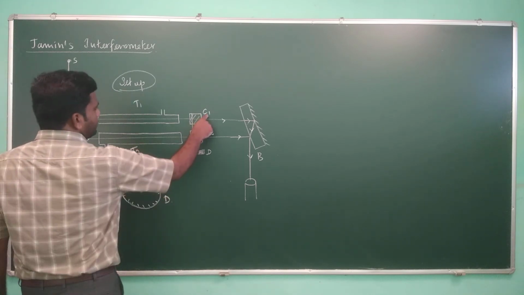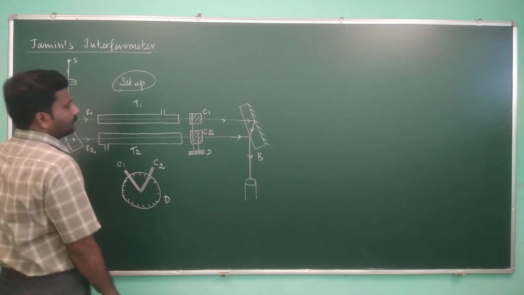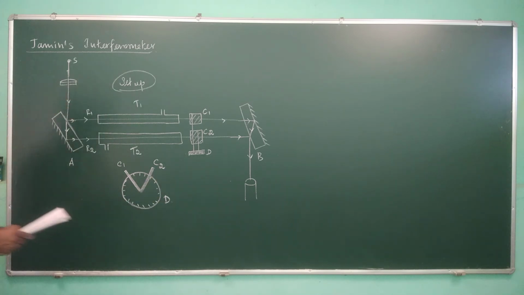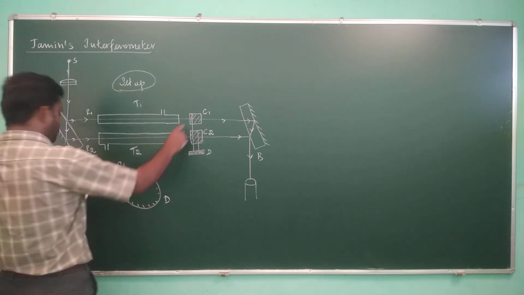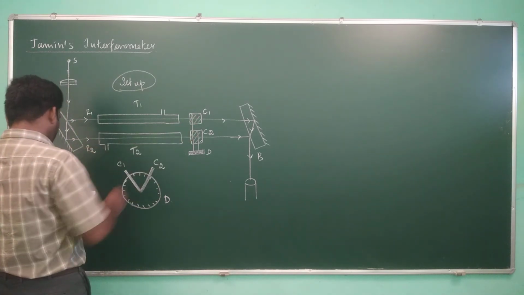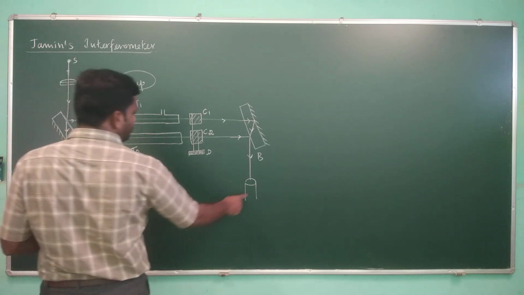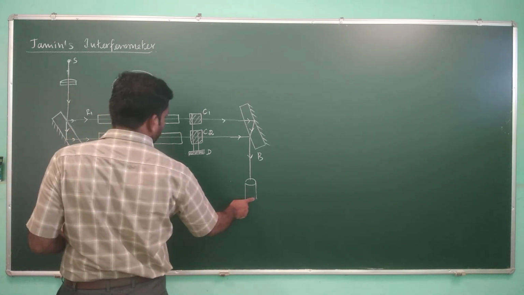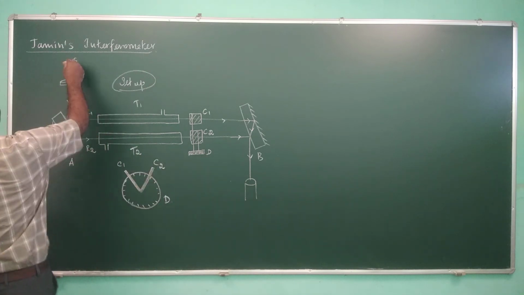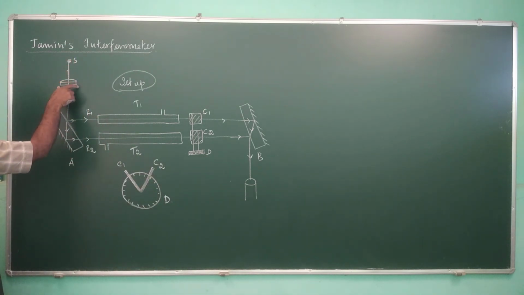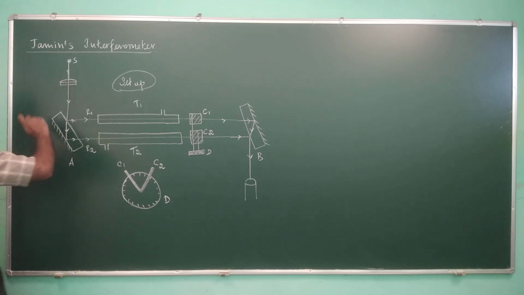These tubes allow the light to pass through in the horizontal direction. And here there is C1, C2. It is a calibrator. There is a calibrator setup. It is glass plates of equal thickness, right? And this is the observer, a microscope, and the light source S is placed here, and this light is made parallel using this lens.